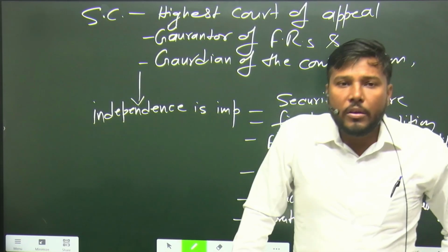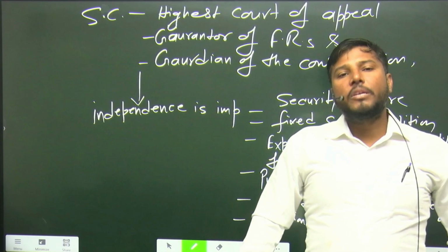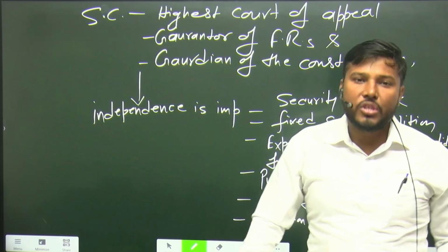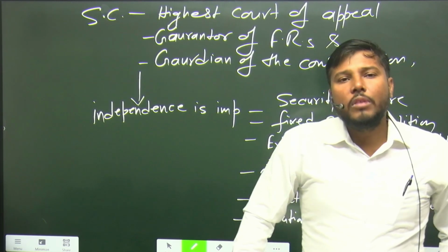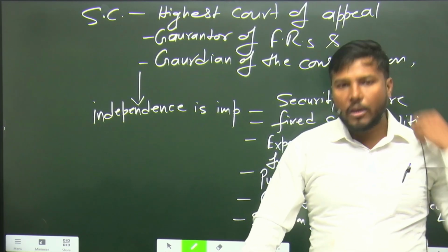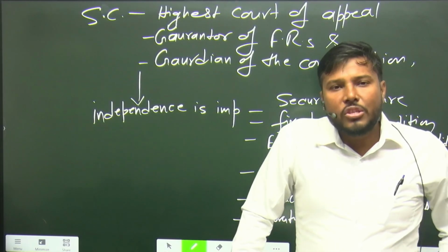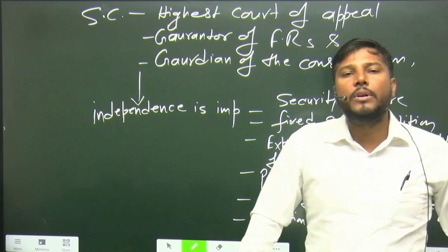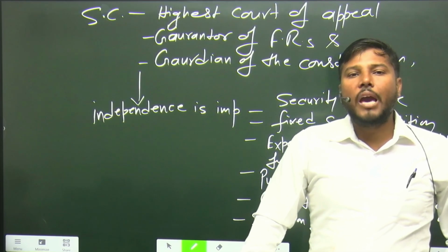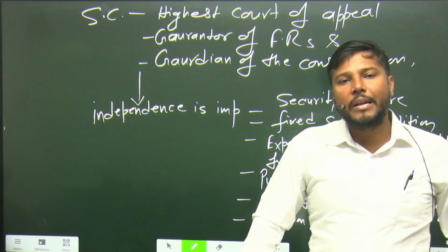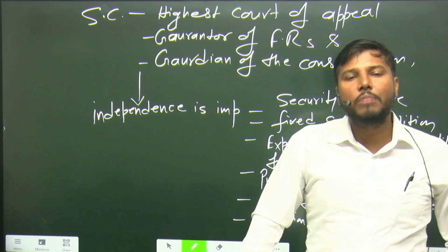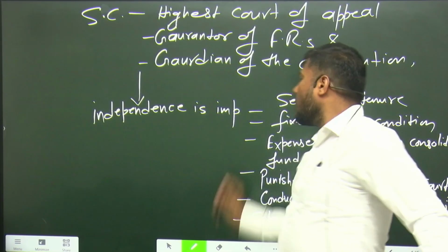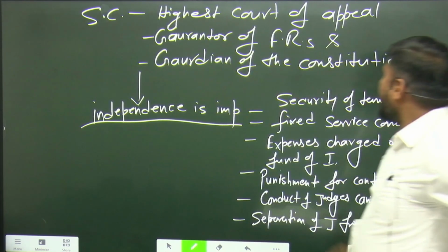If that body which is arbitrating the disputes which arise between the states and the union government, or amongst the states, or between an individual and the state, is not independent and autonomous, then the justice system is going to pay the price. The justice system is going to be hampered or compromised. That's why we have ensured in the constitution itself the independence and autonomy of our judiciary in general. You see here what measures we have taken through our constitution to ensure the independence of our judiciary. Security of tenure.